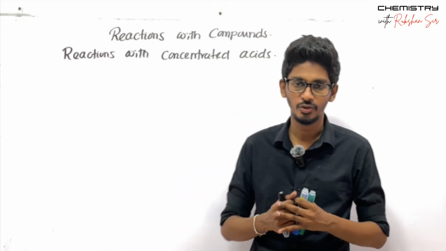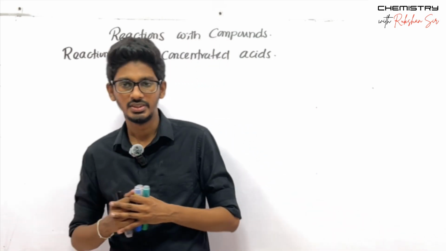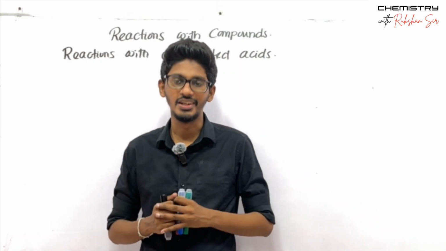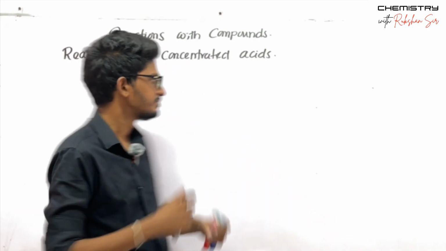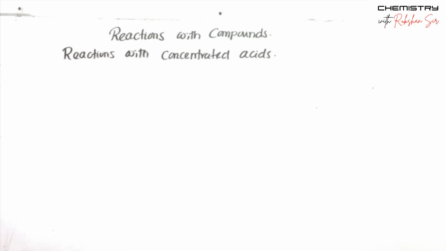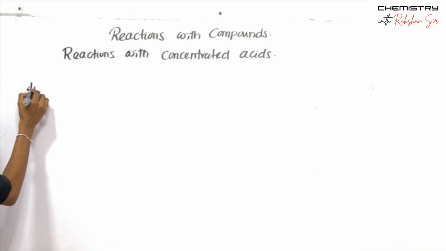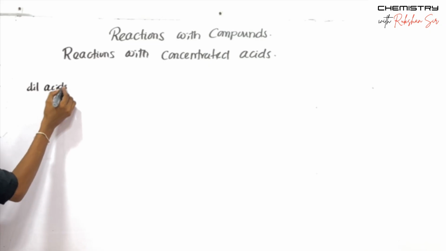When it comes to H2SO4, the sulfur. When it comes to HNO3, the nitrogen. That will get reduced there. Let's discuss why that is and how to write the reactions. So the case is this. If you are considering dil acids, right?